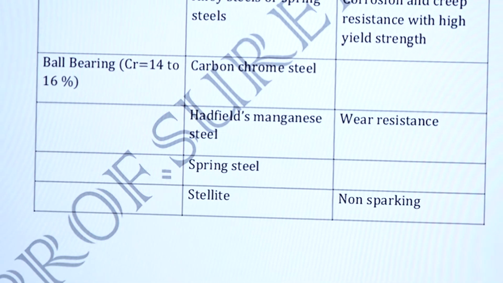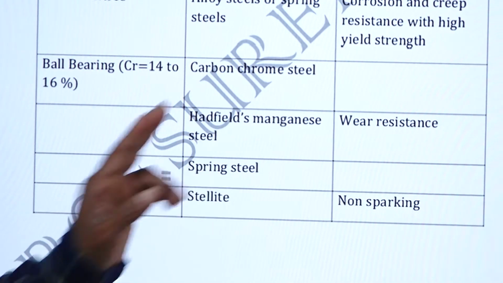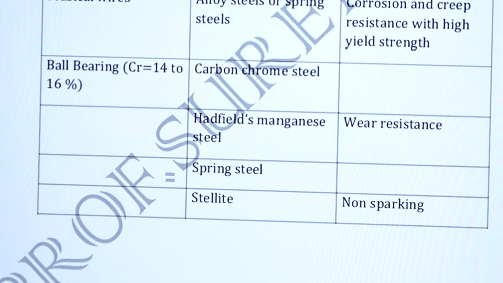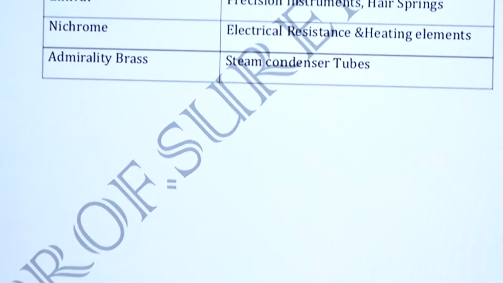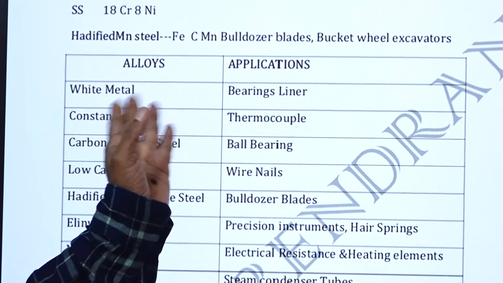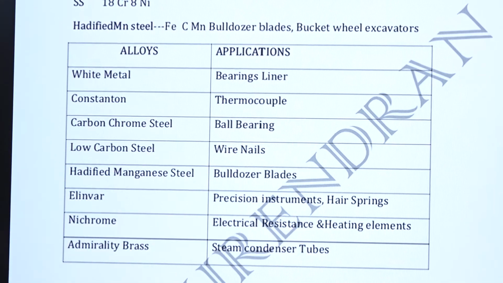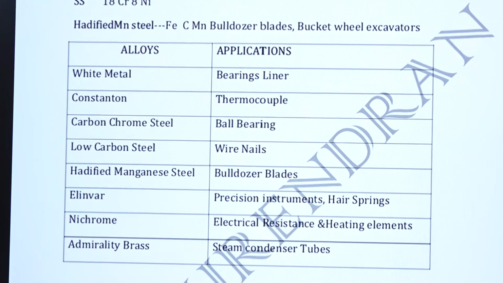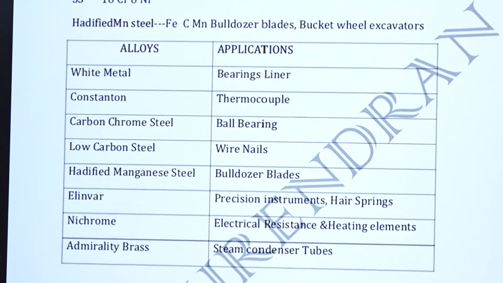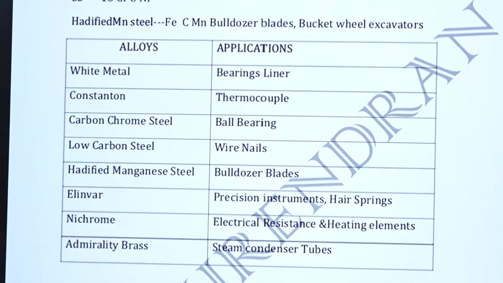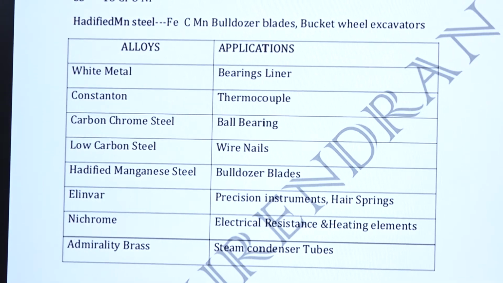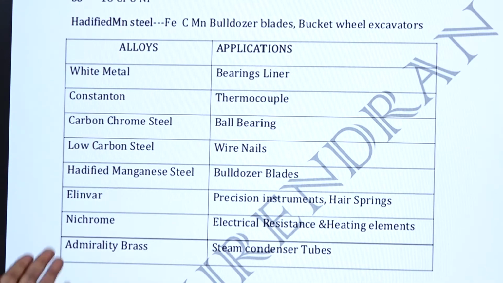So bulldozer blades are made by austenitic manganese steel. So we can know some of the alloys' applications. White metal is used for bearing liners, and for the thermocouple, the metal used is constantan, and the carbon chrome steel is used in the ball bearing. Low carbon steel, wire nails are applicable. Austenitic manganese steel, bulldozer blades.